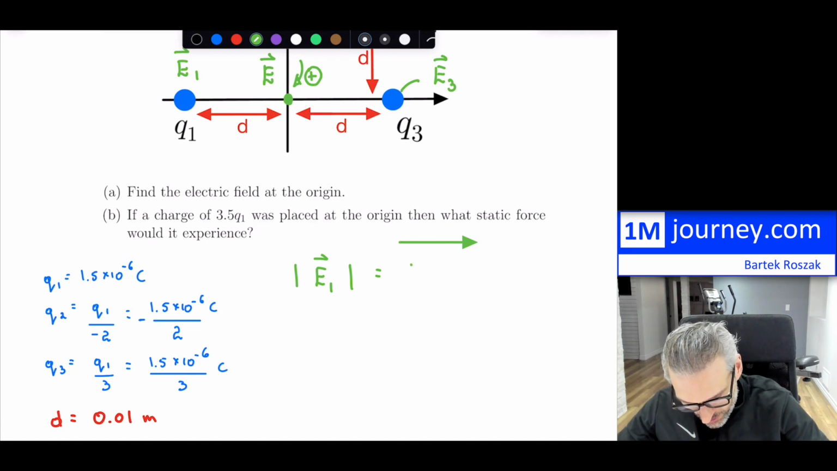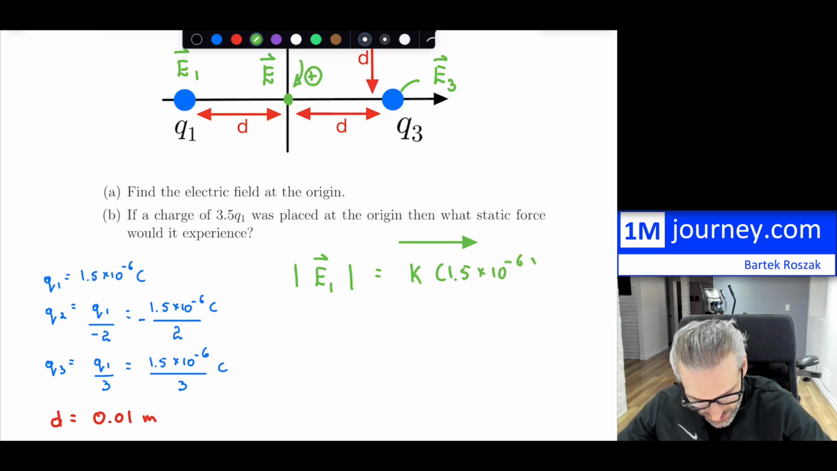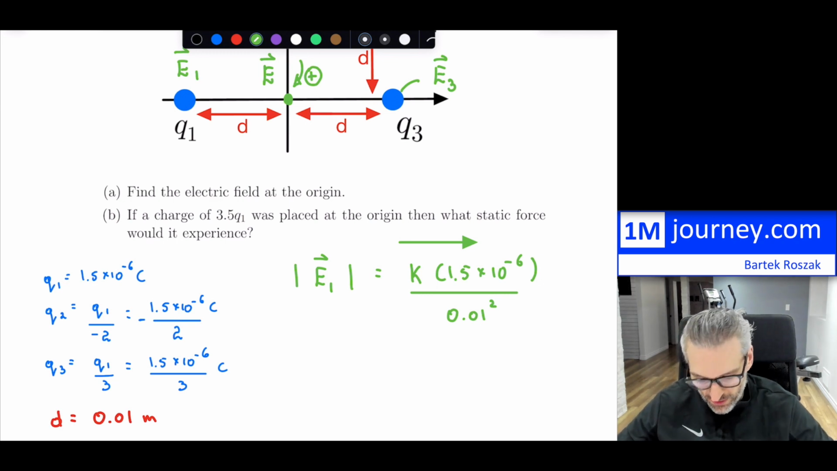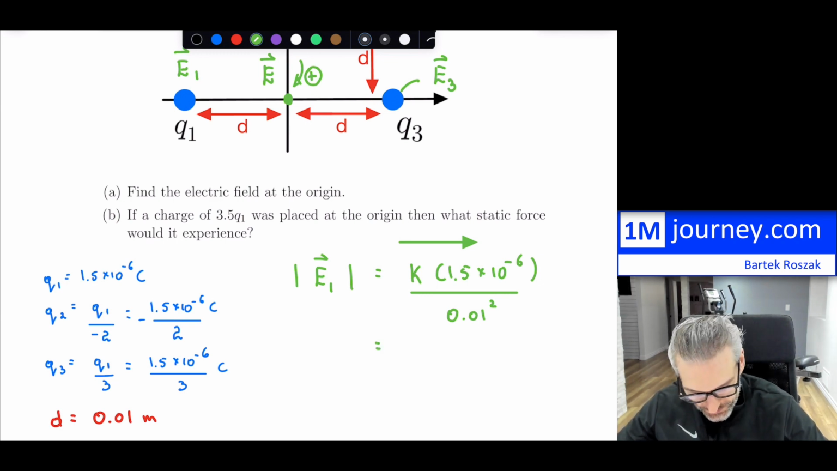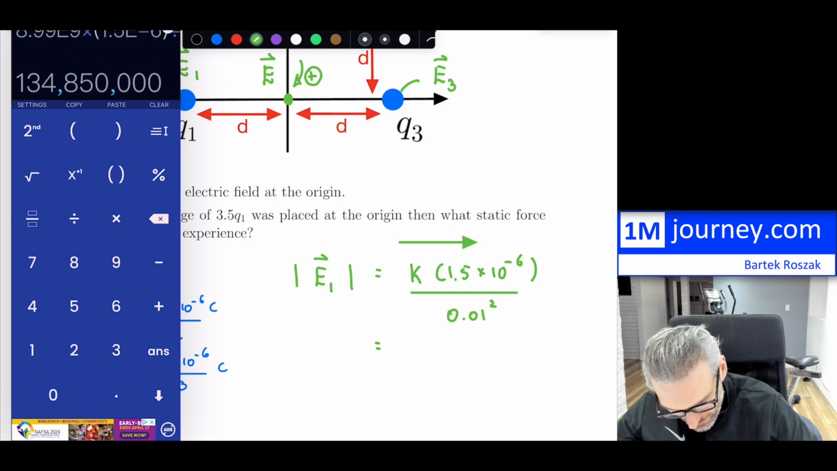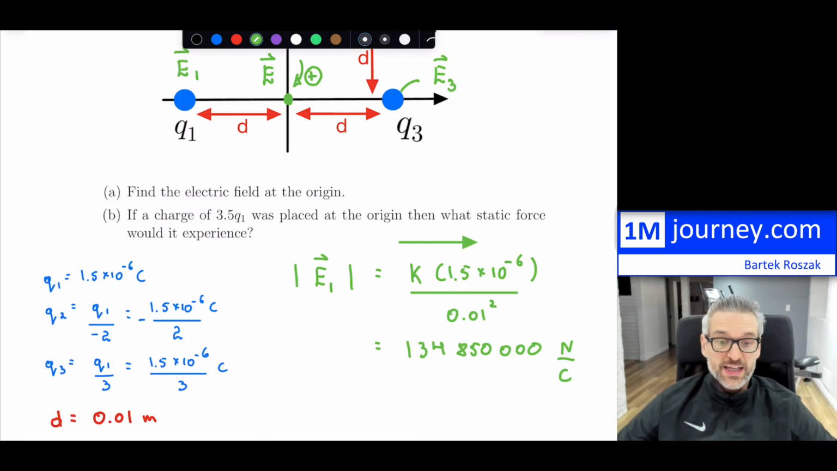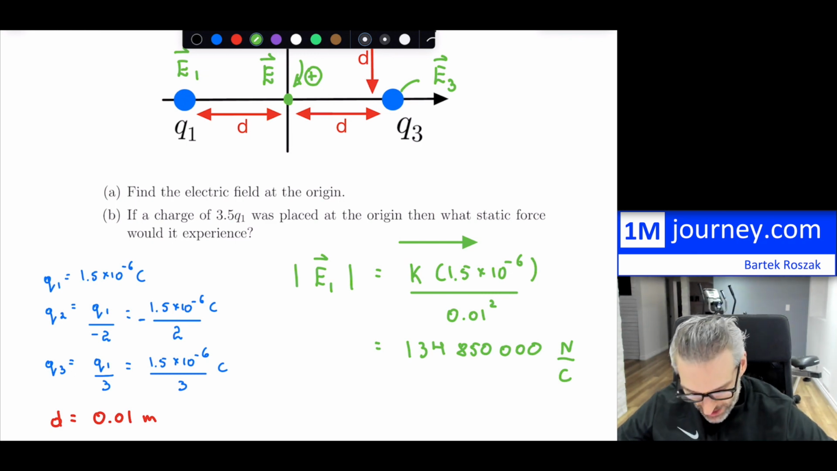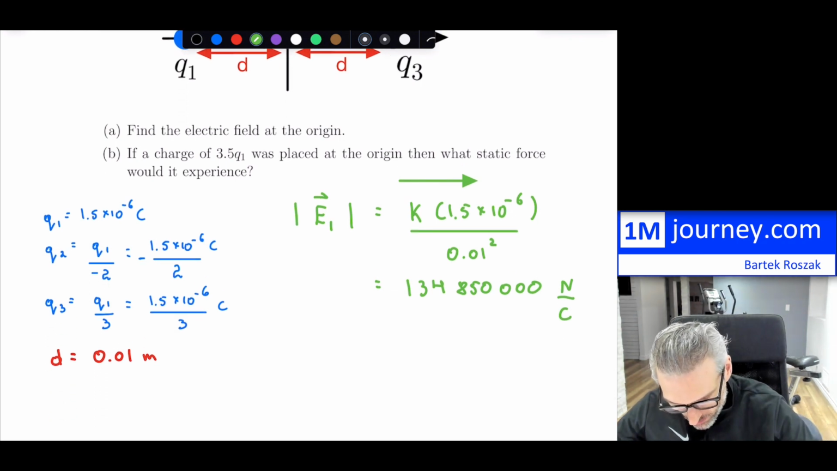So the electric field with respect to charge Q1 is K multiplied by the charge, 1.5 times 10 to the minus 6, divided by the distance squared. In this case, it's just D squared. So there you have it, that's our first one. Let's compute this. All right, that's the first one. It's monstrous, as you can see. Now let's find the second one.